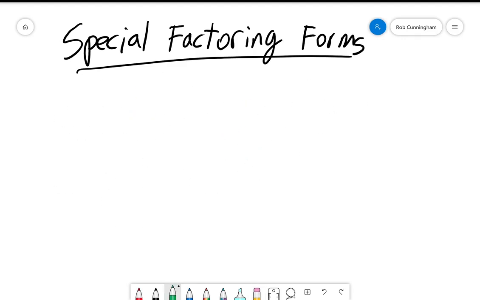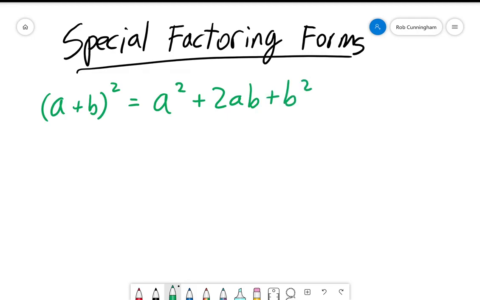In general, our formula goes something like this. A plus b squared equals a squared plus 2ab plus b squared. And again, that should really make sense because you're dividing by 2 and squaring to get that last number.